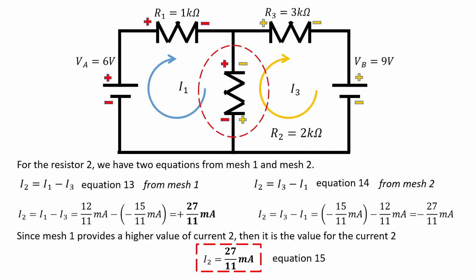For the resistor 2, we have two equations from mesh 1 and mesh 2. So due to mesh 1 we have equation 13 and due to mesh 2 we have equation 14. Substituting the known values we obtain two values, one is a positive value and the other is a negative value. Since mesh 1 gives the higher current value for resistor 2, then we choose this as shown in equation 15. Its direction obeys that of mesh 1.